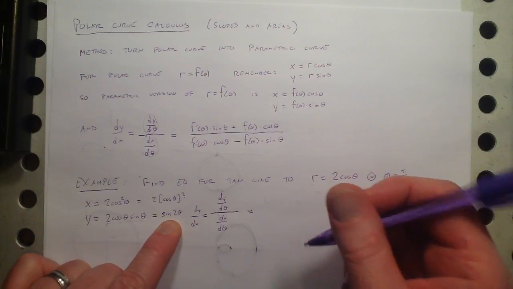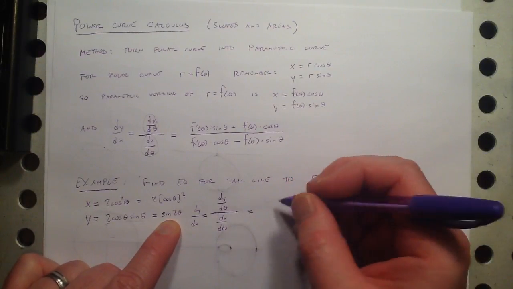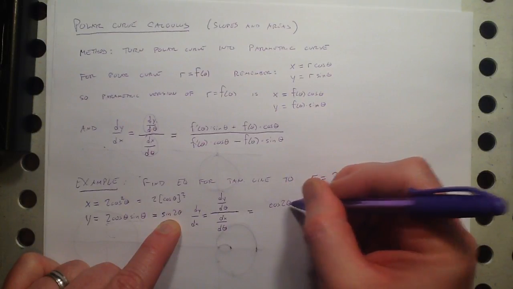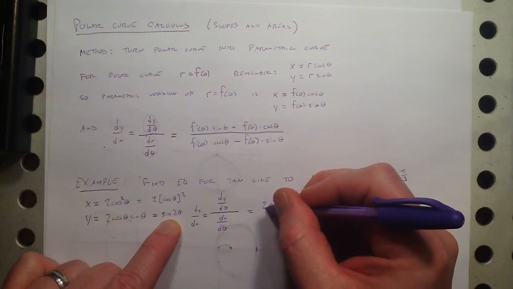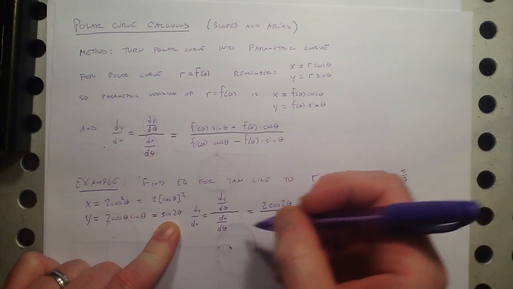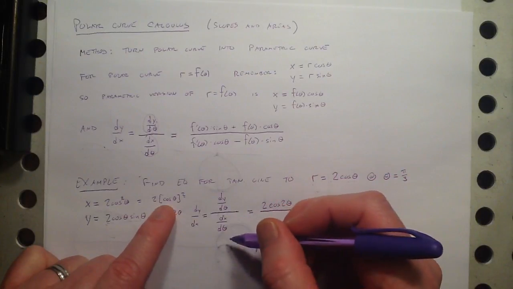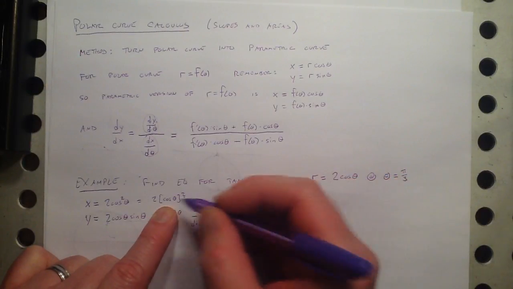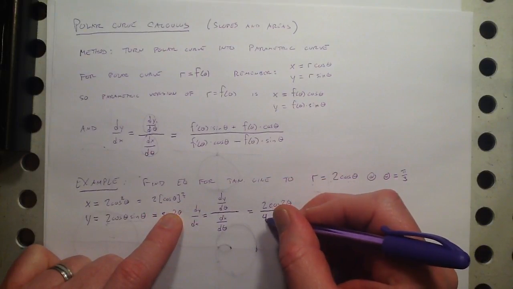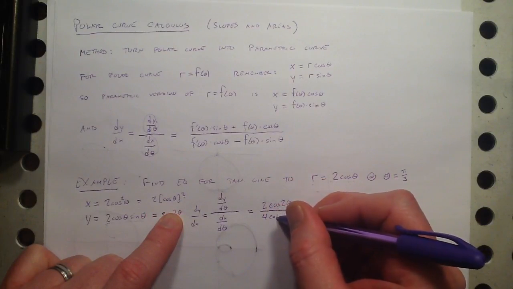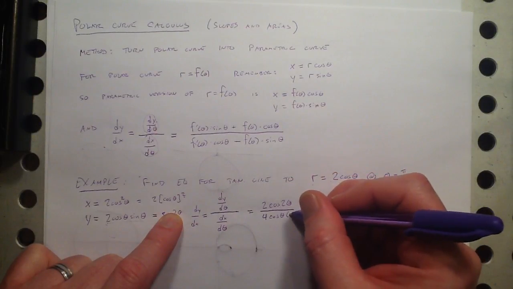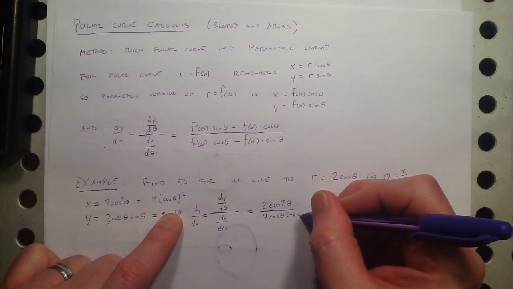So the derivative of this, dy d theta, is derivative of sine is cosine of 2 theta times the derivative of what's inside. That's it. That's all I needed to do there. And then on the bottom, dx d theta, let's see, the derivative of something squared is 2 times that something, so that's going to be 4 times cosine theta times the derivative of what's inside, which is negative sine theta.